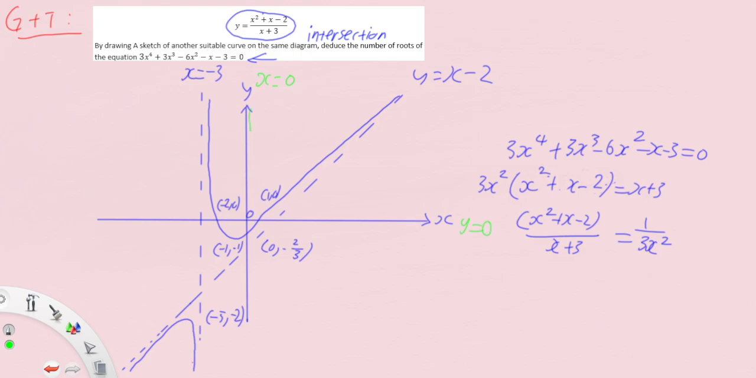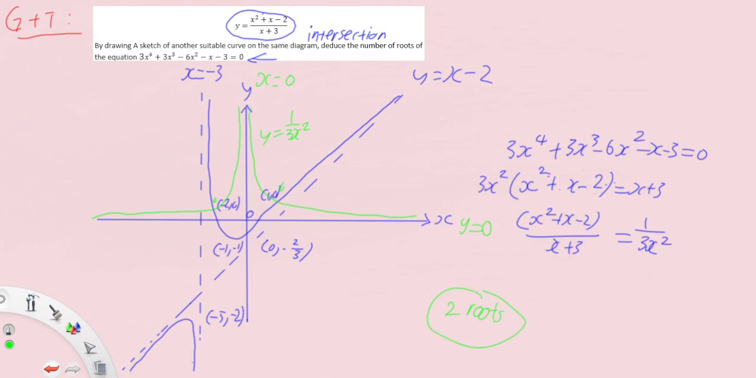So we have just this graph. So we have one root there, and then we'll have another root here, right? Because it's symmetrical, so this will be our y equals 1 over 3x squared graph. How many roots are there? We have one intersection point here, one more intersection point here. The answer is 2 roots in the equation.